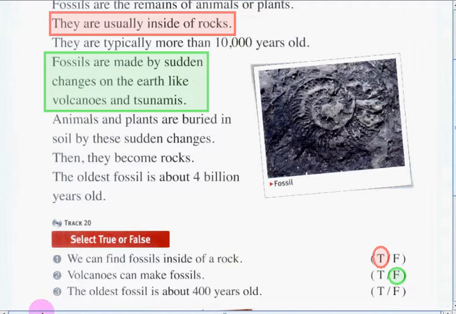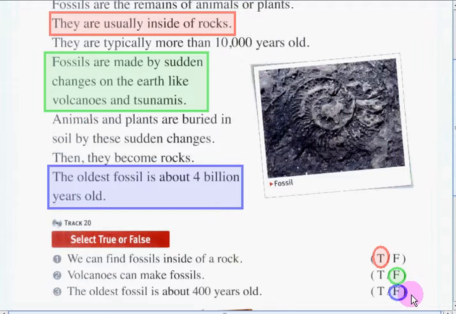Okay, how about number 3? The oldest fossil is about 400 years old. Is it true or false? The answer is it's false. Why? Because the oldest fossil is about 4 billion years old. Okay, very good. So, we finished this activity.